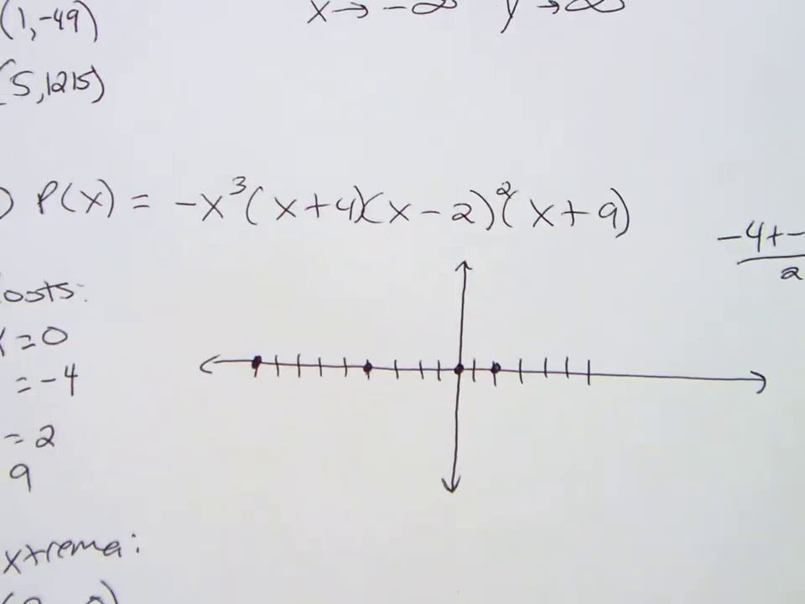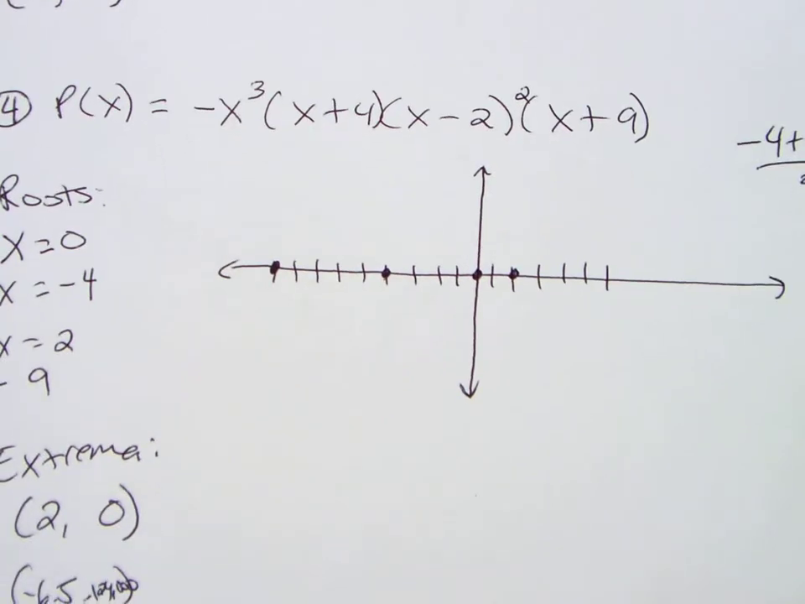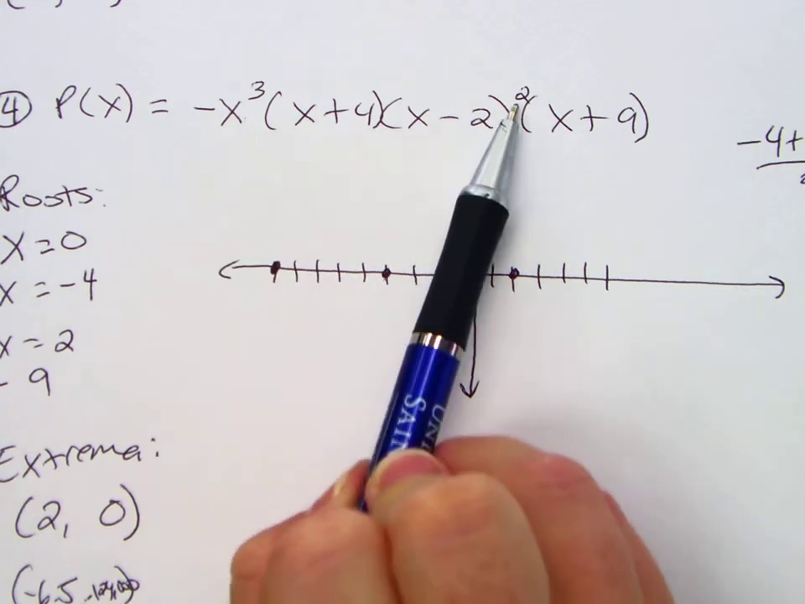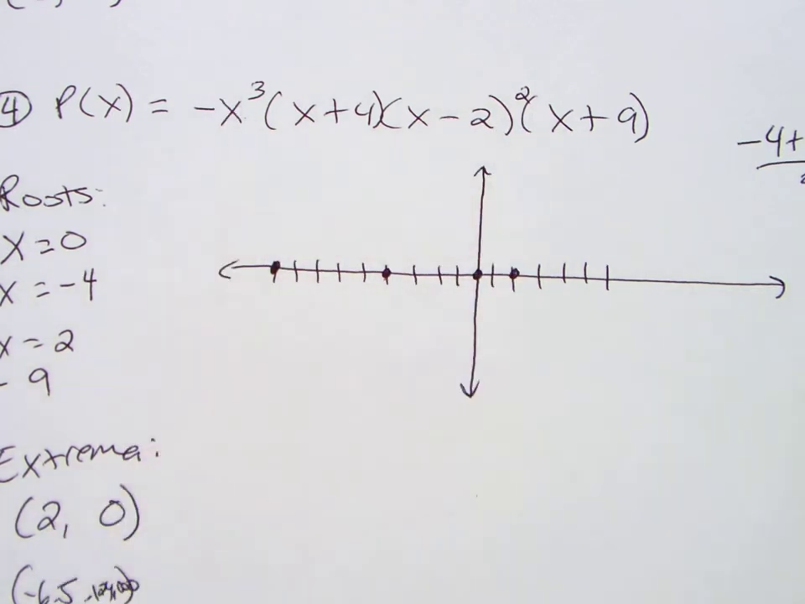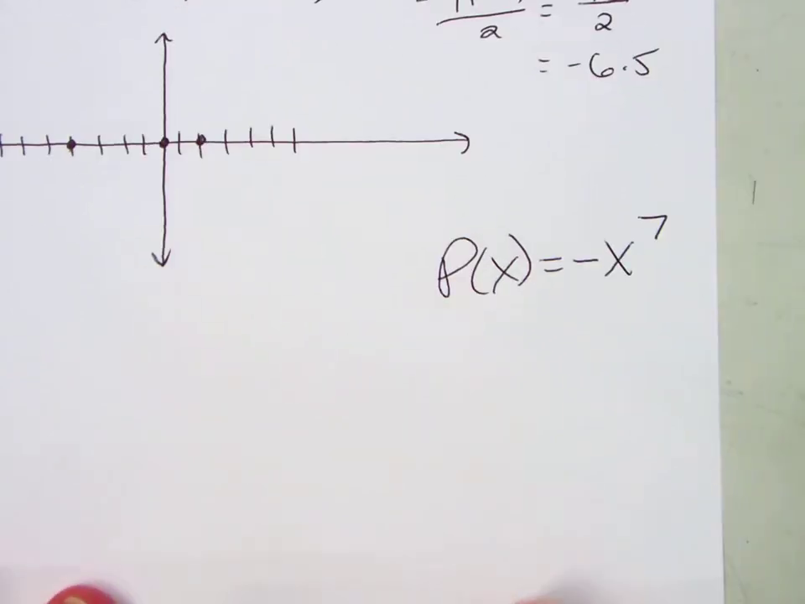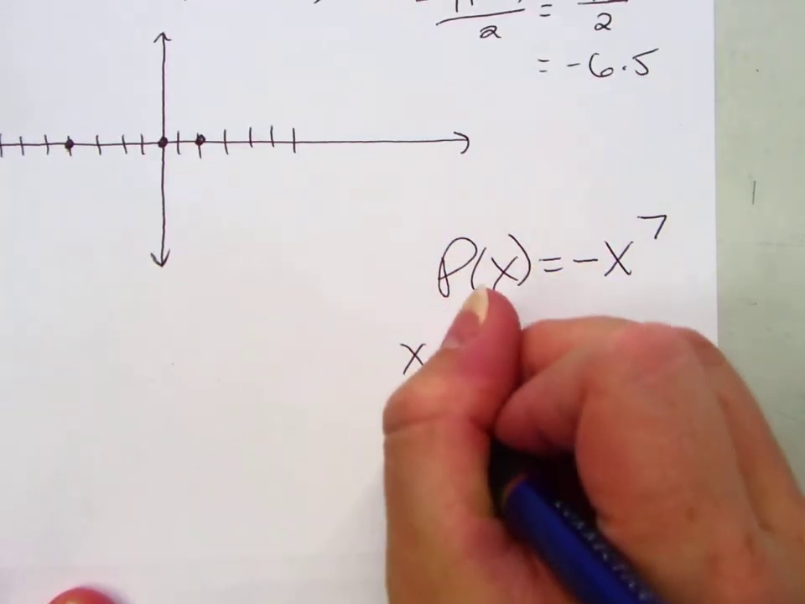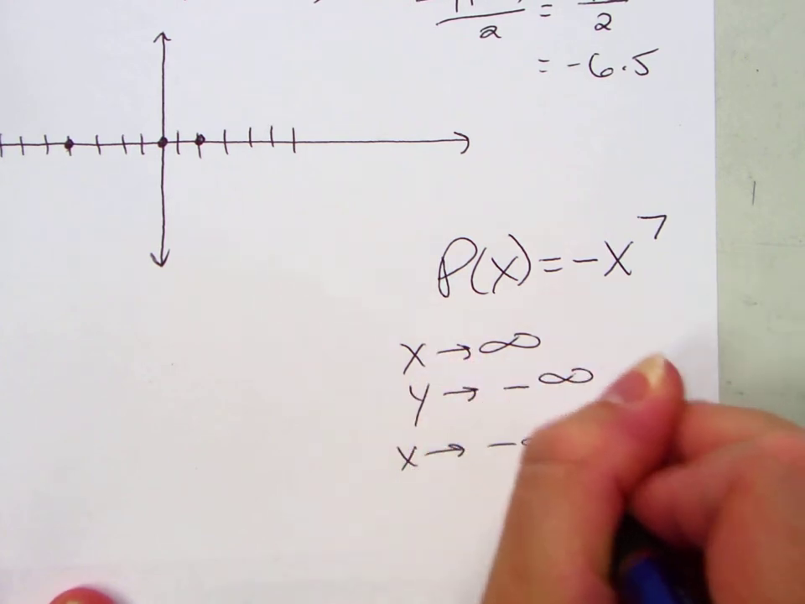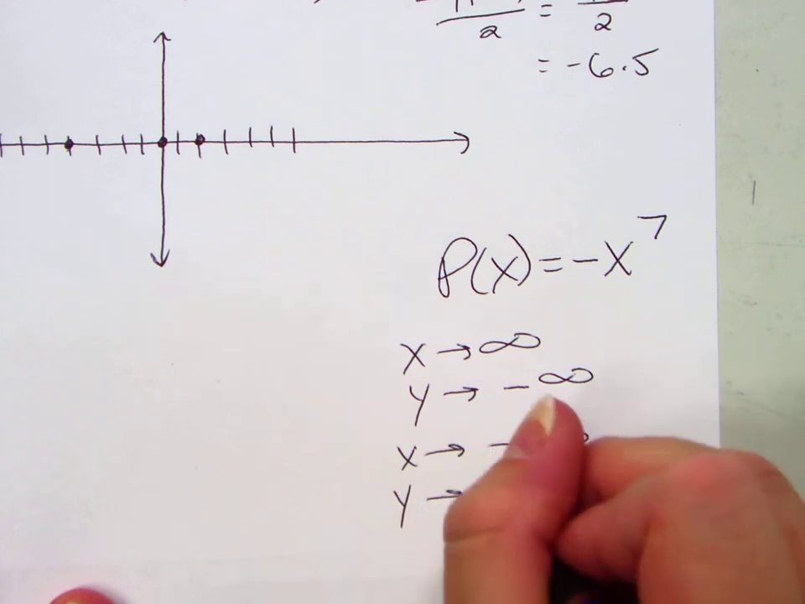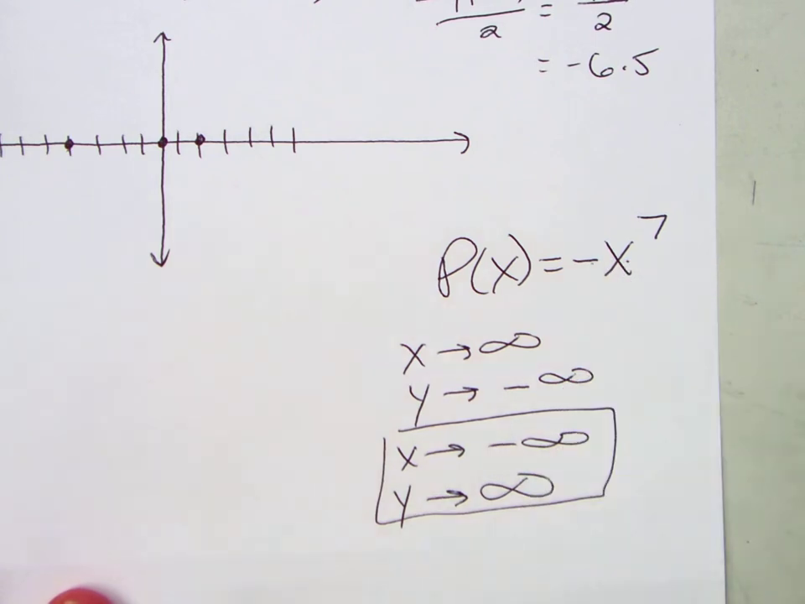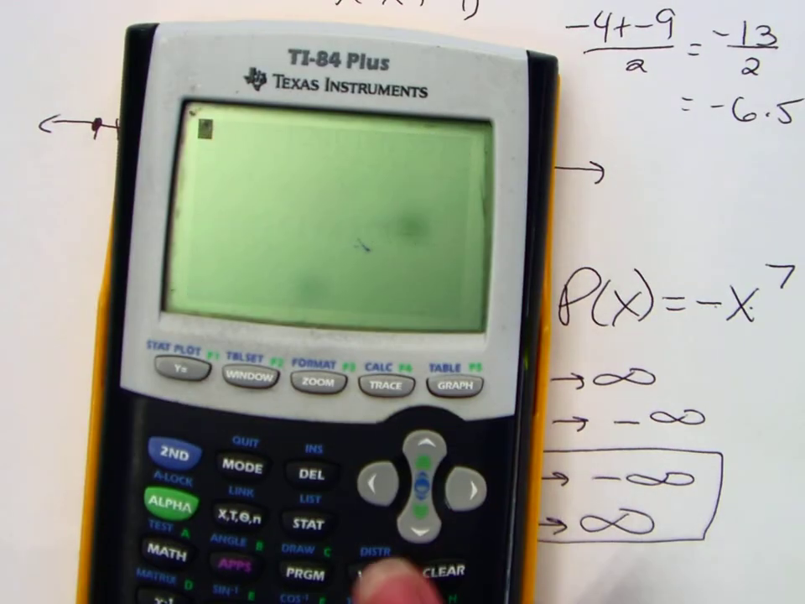Okay, so as x, now how many x's do we have in this one? So we have 3, 4, 5, 6, 7, and there's a negative. So our p of x is -x to the 7th. Okay? So as x goes to infinity, what do you get? -infinity. As x goes to -infinity, you get +infinity. If you plug in a positive number, it's negative. If you plug in a negative number, again, just plug a number in.